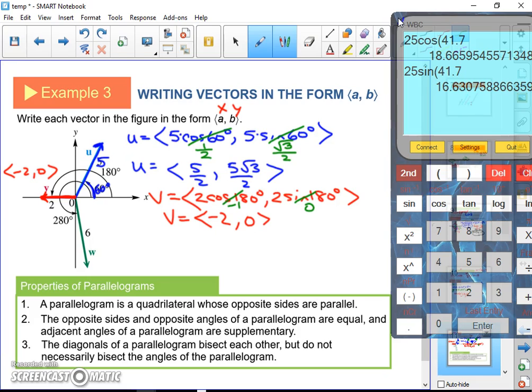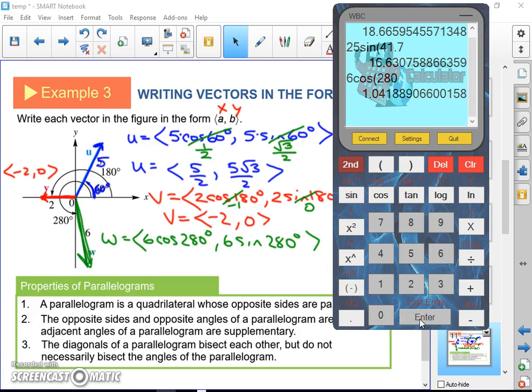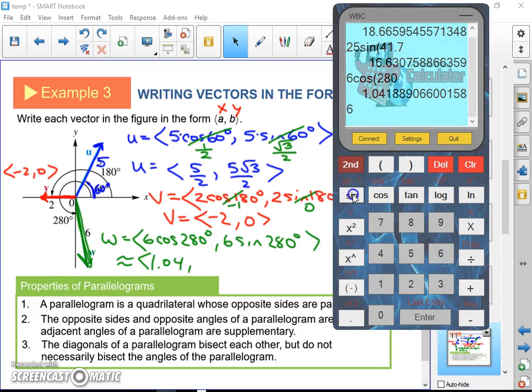So then we've got vector w, which is the green one down here, and that's going to be 6 cosine 280, 6 sine 280. And I'm not even going to mess with the chart or whatever. I'm just going to type this in. 6 cosine 280 is a nasty looking decimal. So let's round off to 1.04 for the x component, and 6 sine 280, negative 5.91 for the y component.